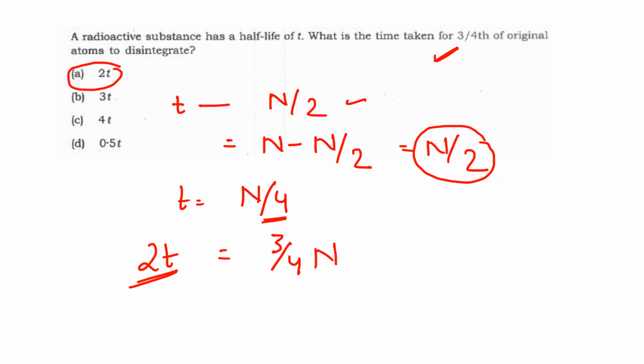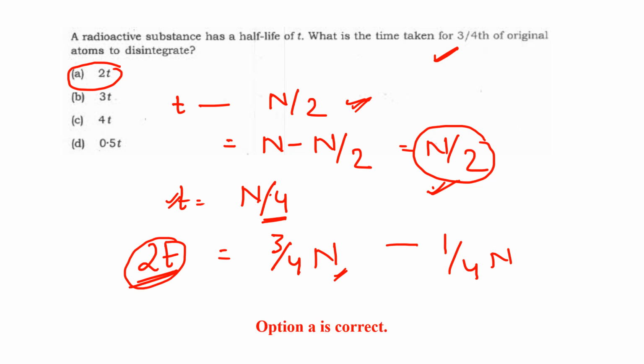In one half-life, half of the atoms would be disintegrated and half will be left. In another half-life, N by 4 of this N by 2 would be disintegrated. Okay. So in total 2t, N by 2 plus N by 4 is equal to 3 by 4 N would be disintegrated and only 1 by 4 N would remain. Fine. So in this case, the correct answer would be option A.